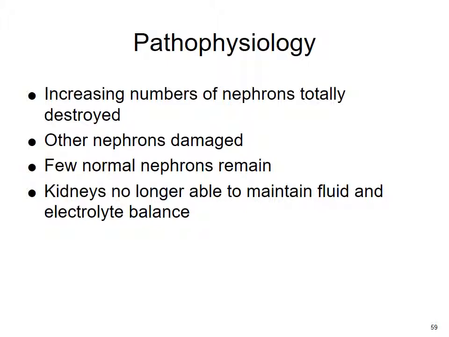So pathophysiology, what's happening is that increasing numbers of nephrons are becoming totally destroyed, and more nephrons are becoming damaged so that few normal nephrons remain, and the kidneys are no longer able to maintain fluid and electrolyte balance or effectively remove nitrogenous wastes from the blood.